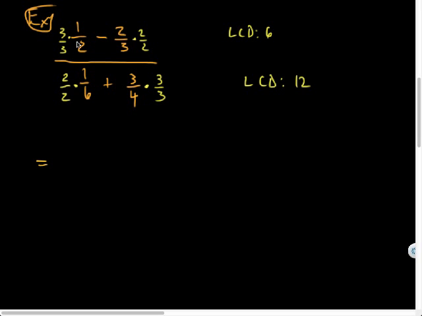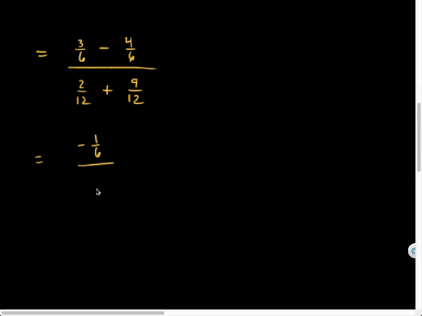3/3 times 1/2 is going to be 3/6, minus 2/3 times 2/2, which is going to be 4/6, all over 2/12 plus 9/12. Now that I've got those with common denominators, I can just combine them. So 3/6 minus 4/6 is negative 1/6, divided by 2/12 plus 9/12, which is 11/12.